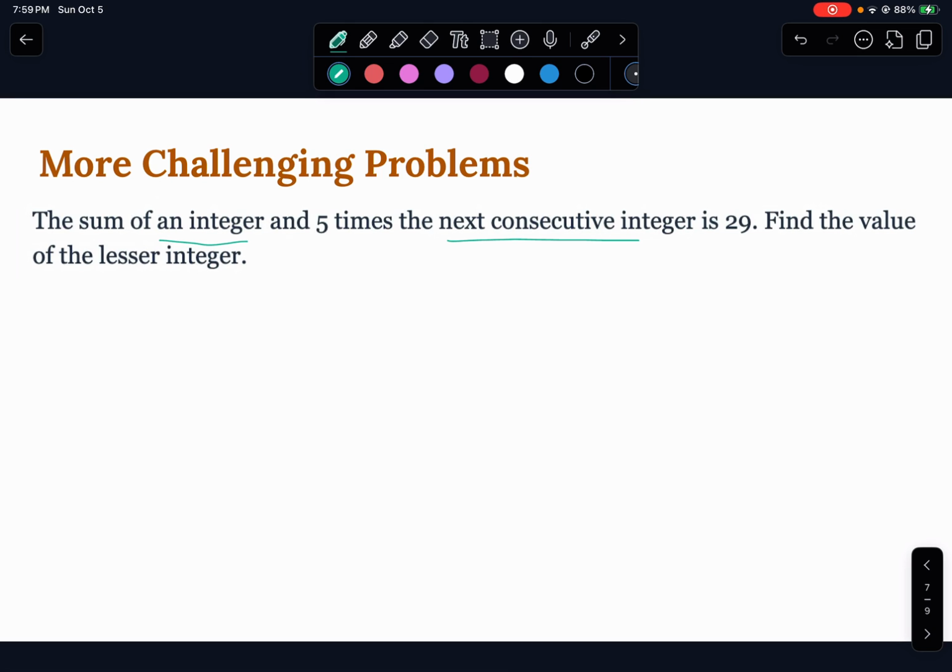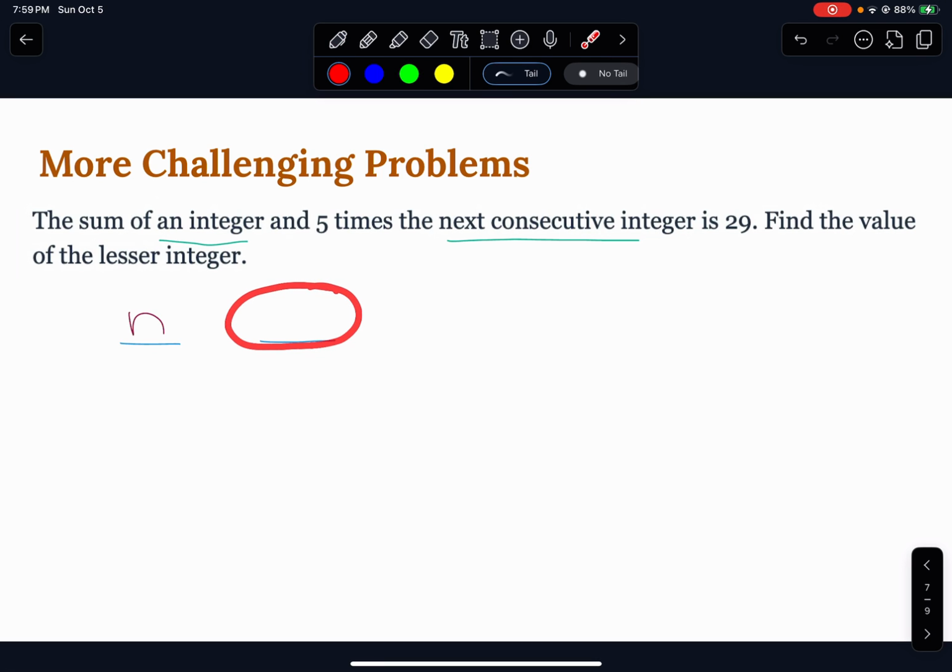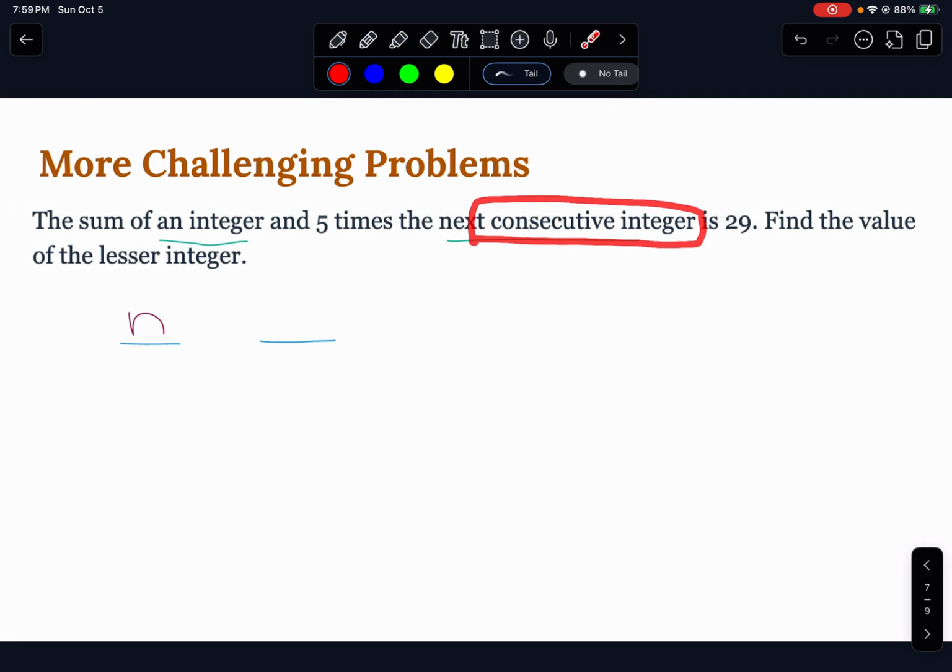So right now I'm only talking about 2 integers. So I'm going to draw my 2 lines. Just like always, my first unknown is going to be n. And then I need to determine, is this next one going to be n plus 1? Or is it going to be n plus 2? Well, it's going to be n plus 1 because we're talking about consecutive integers. It doesn't talk about odd or even. So I know this other one is going to be n plus 1.